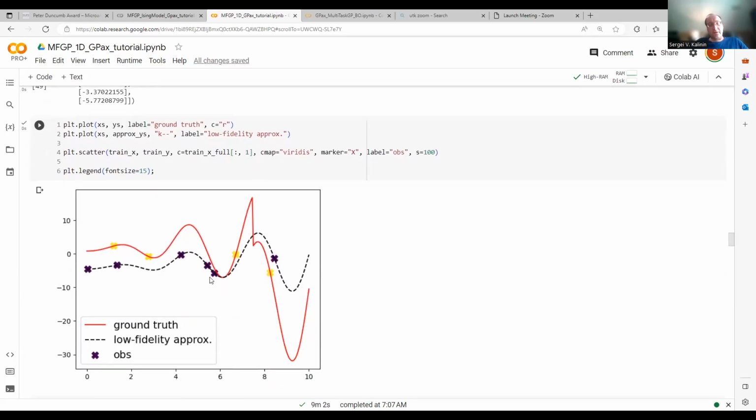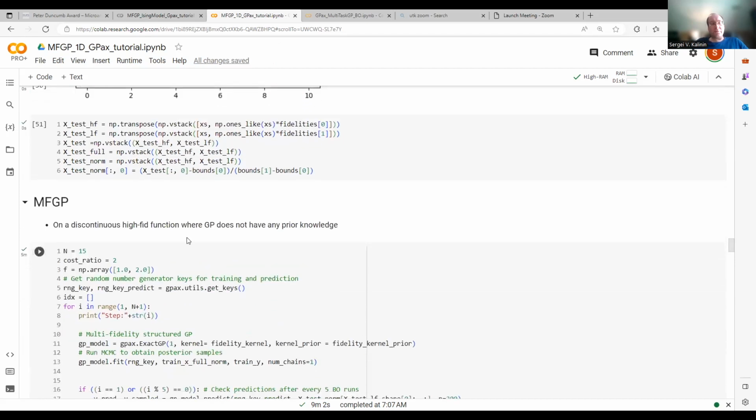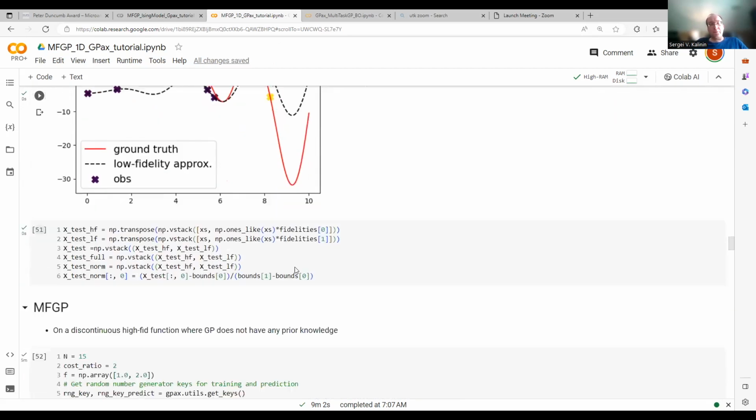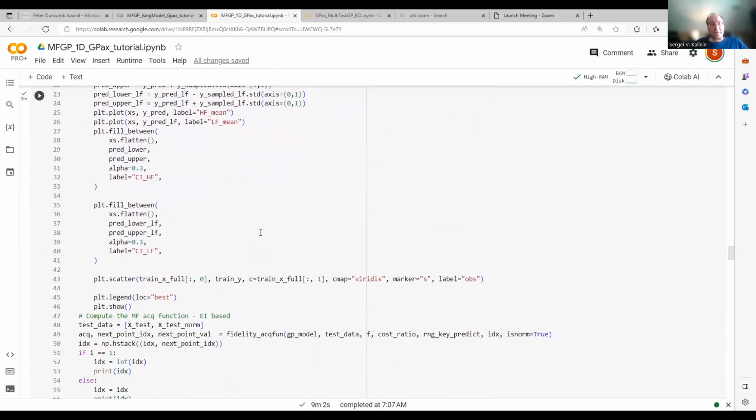Again, these black crosses are low fidelity measurements, and yellow crosses are the high fidelity measurements. So this is what we know before the experiment. Let's see how the multi-fidelity Gaussian process is going to work if we don't have any structure. So this is the example of purely data-driven exploration when there is no physics.